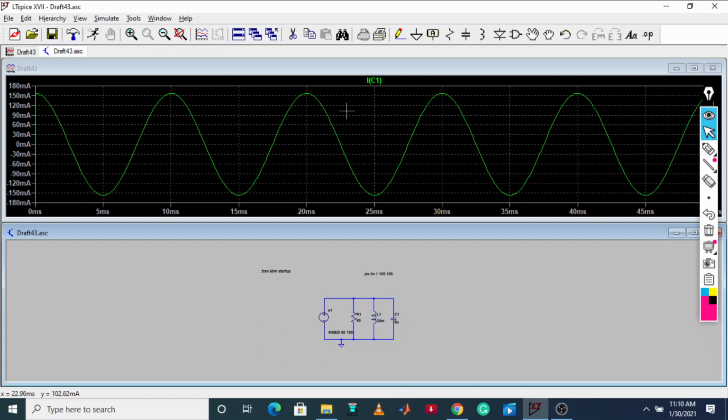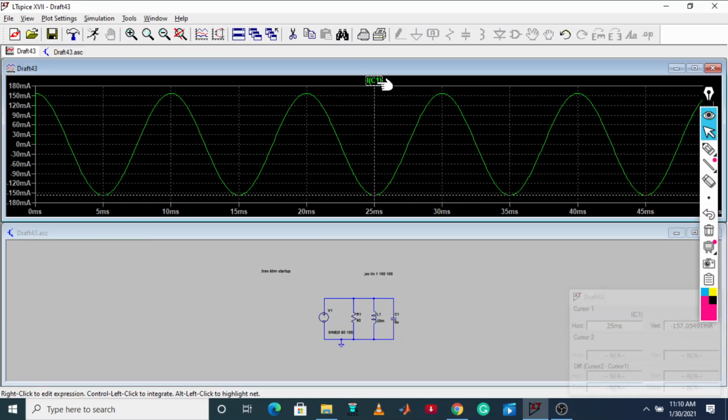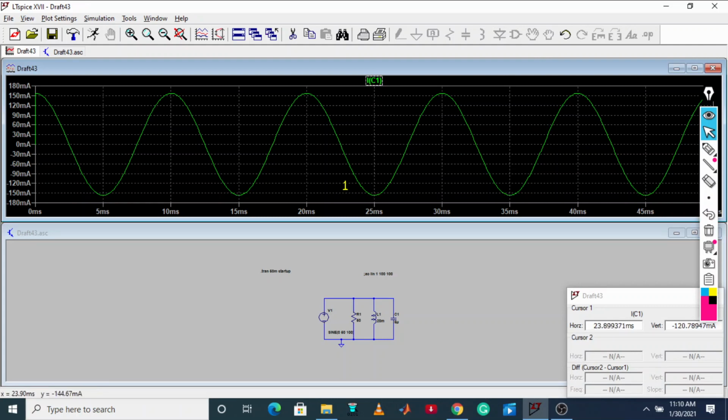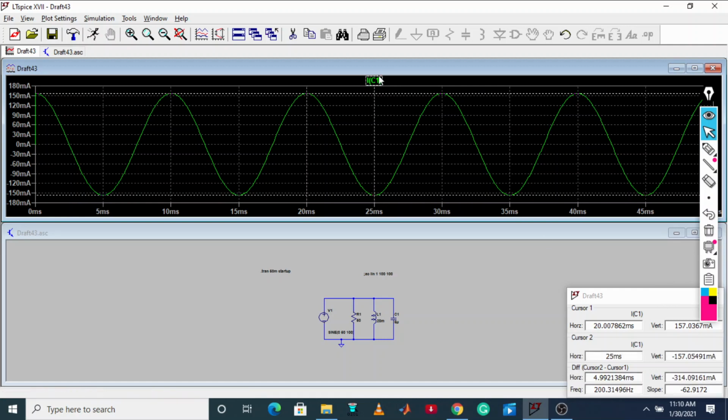Now here maximum and minimum are different. Now let us keep one cursor. This will give the maximum value here, it is 157 milliampere. Now put one more cursor, just click over here, second cursor. So the minimum value is this one. Now this is the first cursor, it is 157.036 milliampere, and this is your second cursor, it is giving this one.